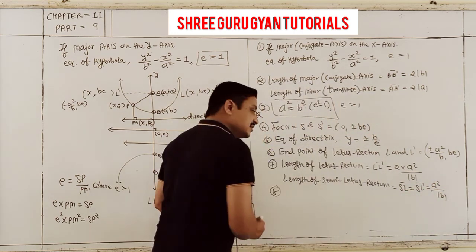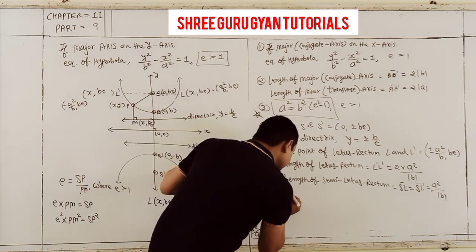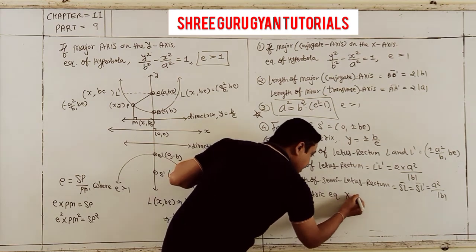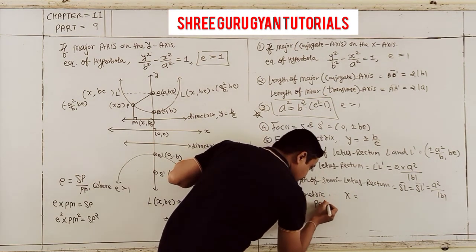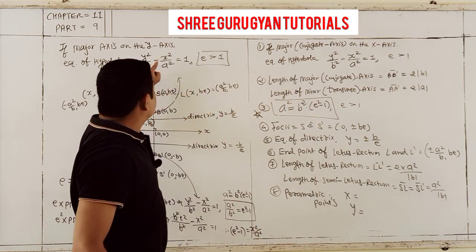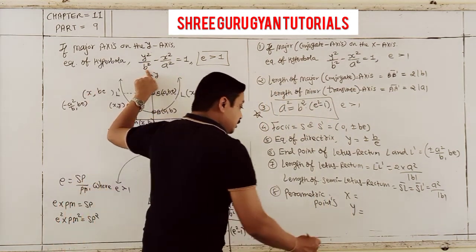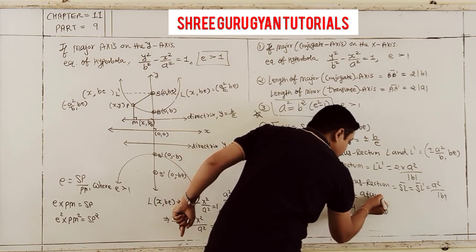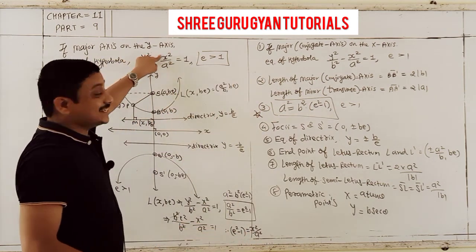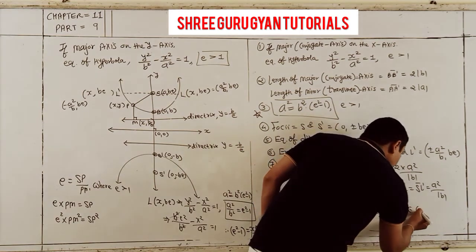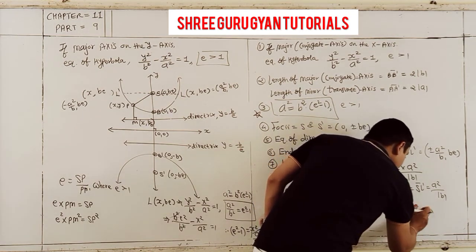Now point number 8, parametric equations. Yes, parametric points, both are correct. X and Y, students, here you depend on these equations. The y coordinate is b sec theta, and x is a tan theta, because sec square minus tan square is 1, then 1 plus tan square is sec square. Theta is the eccentric angle, from minus theta to plus theta, minus pi to plus pi.